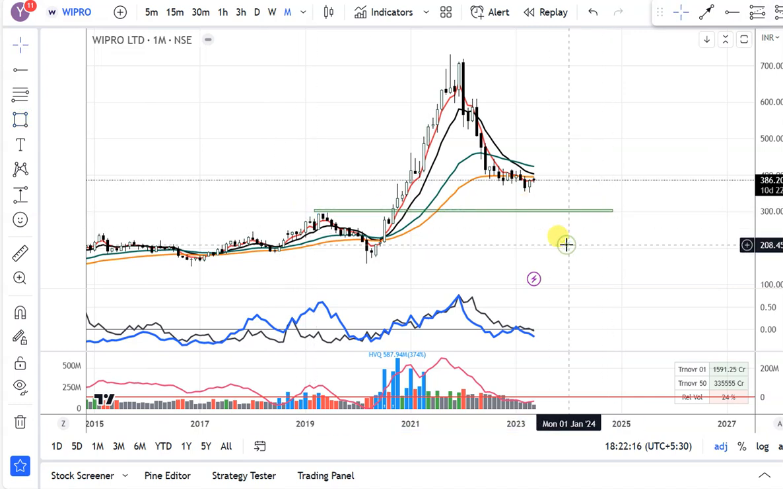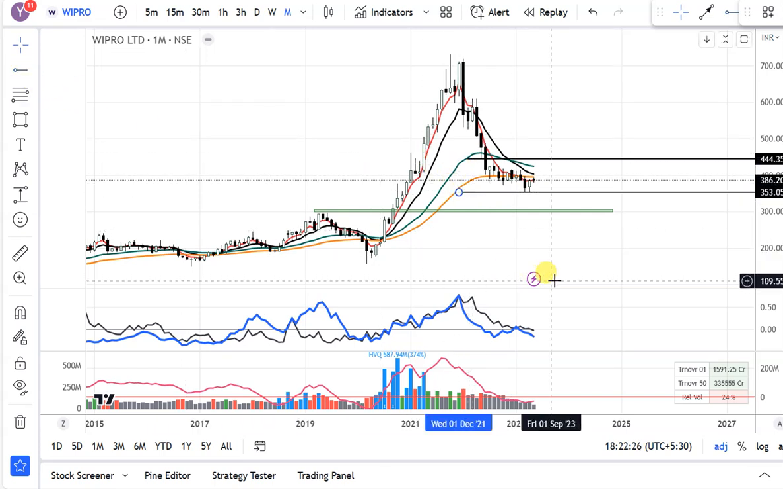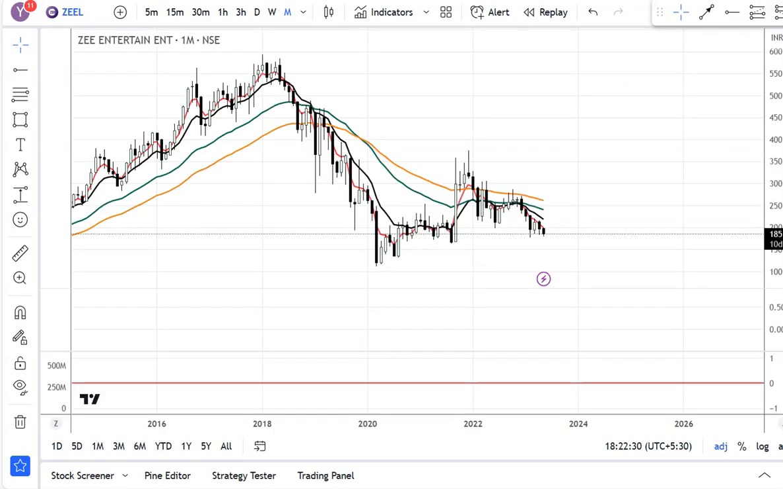Zee Network, again one of the struggling media sector stocks. So let's wait. I don't think there is... wait. Zydus Life.